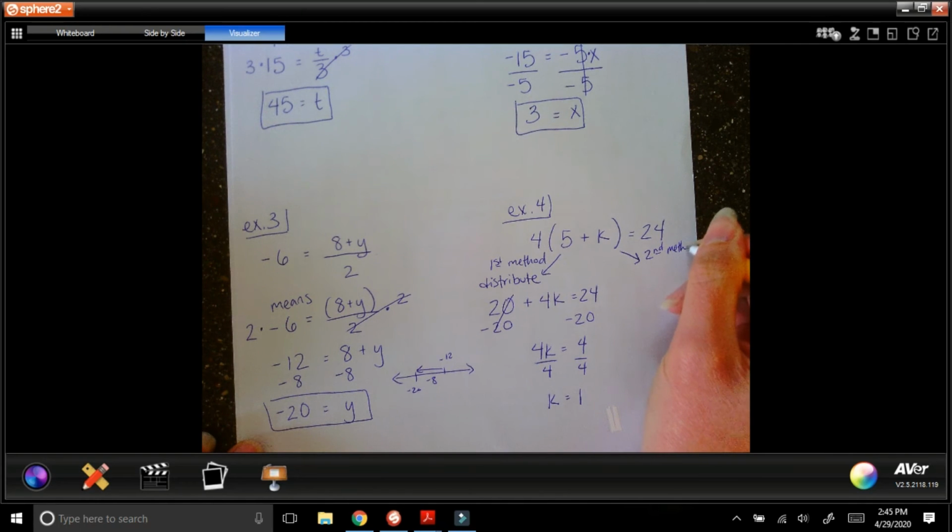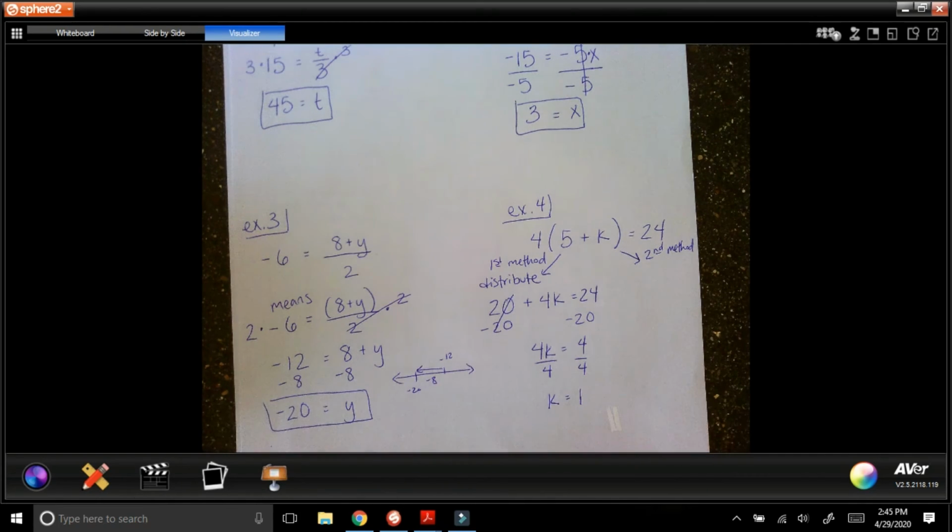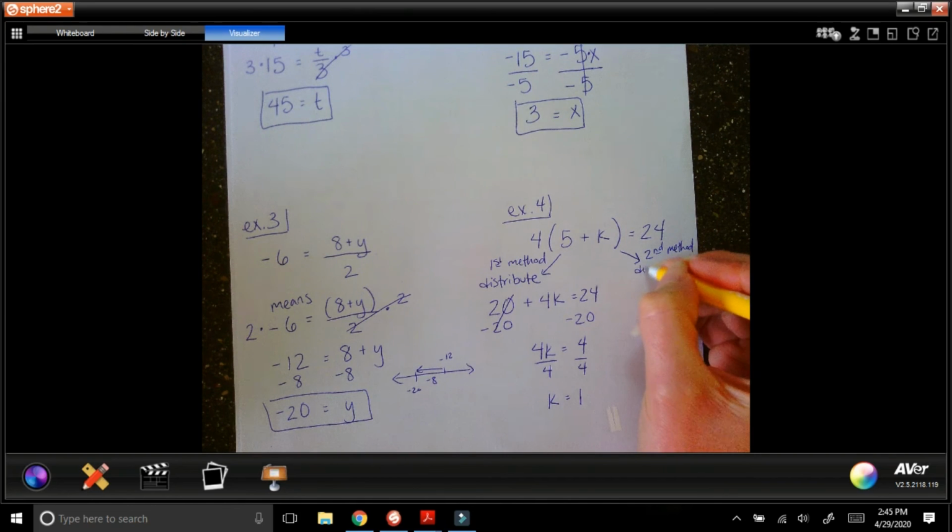The second method, and you don't need to do both of these. When you're doing the practice problems, you can just maybe try one of each or see which one you're more comfortable with. I would say probably most kids in Algebra 1 go ahead and distribute first because your algebra teacher will talk a lot about distributing first, and that's totally fine. But here is another method. You can actually divide first.